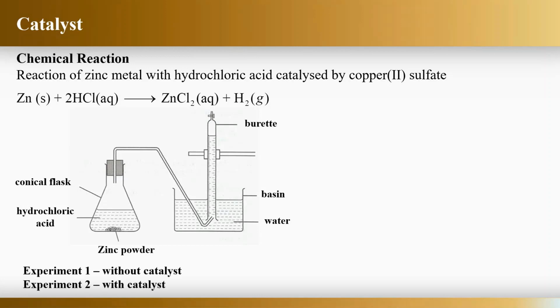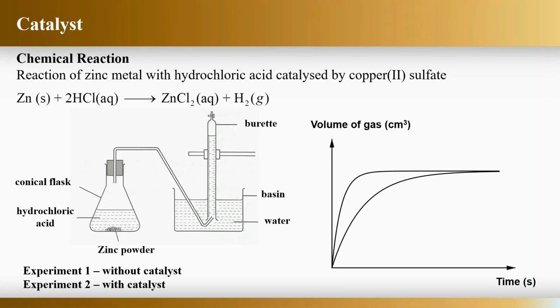And we have two sets of experiment, one without catalyst and another one with the copper(II) sulfate catalyst. And we can expect the experiment with catalyst will show a steeper gradient, and this is how we conduct experiments to investigate how catalysts will affect the rate of reaction.